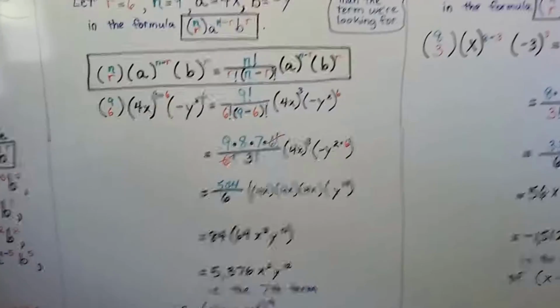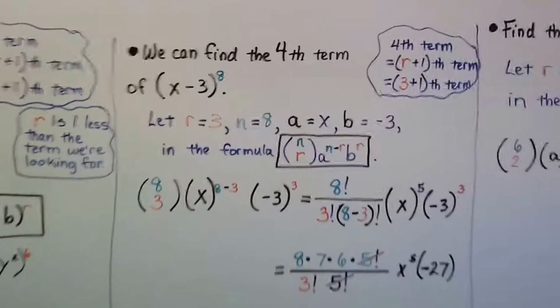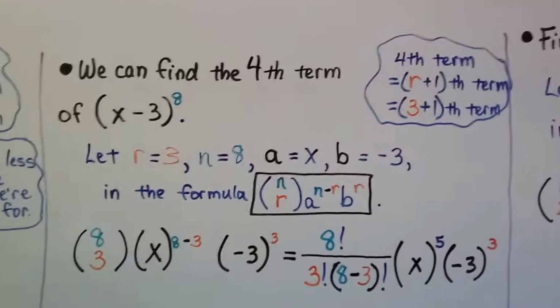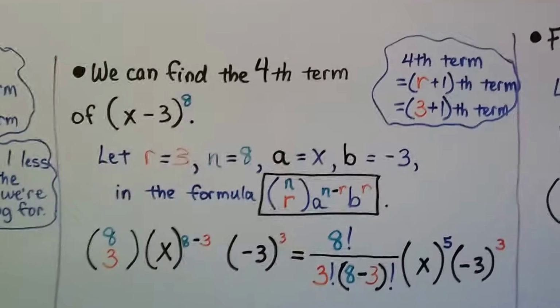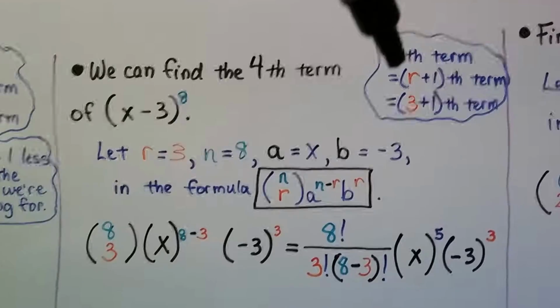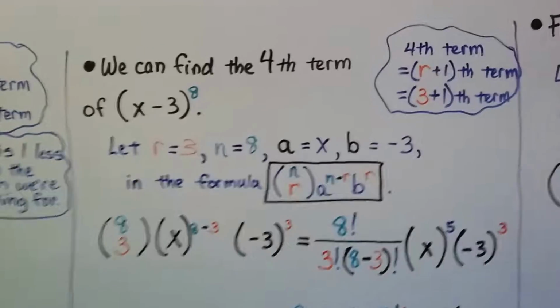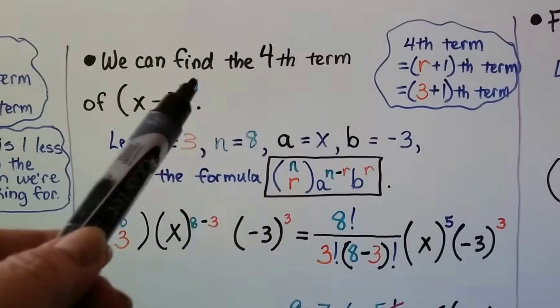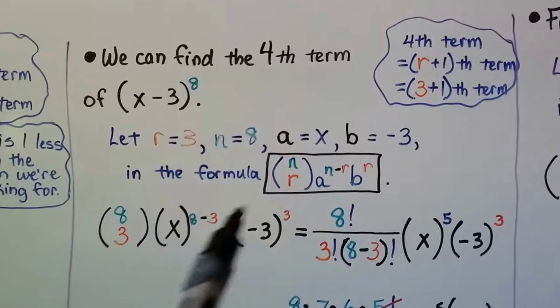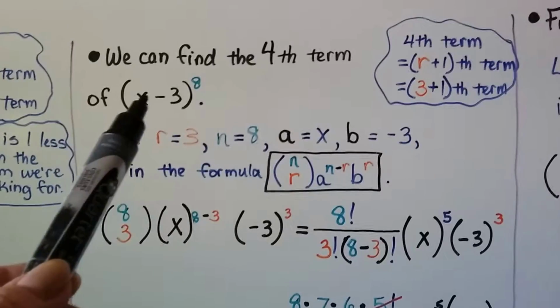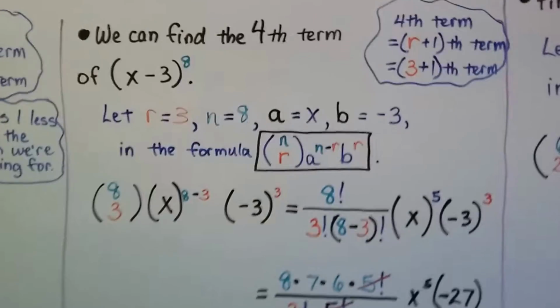Okay, let's try another one. We can find the 4th term of (x − 3) raised to the 8th power. So we're looking for the 4th term, so we're going to do the r plus 1th term. That means r is going to be a 3, isn't it? So we know our r is a 3, we know our n is an 8, it's right here. The a is going to be the x, and the b is going to be the negative 3.